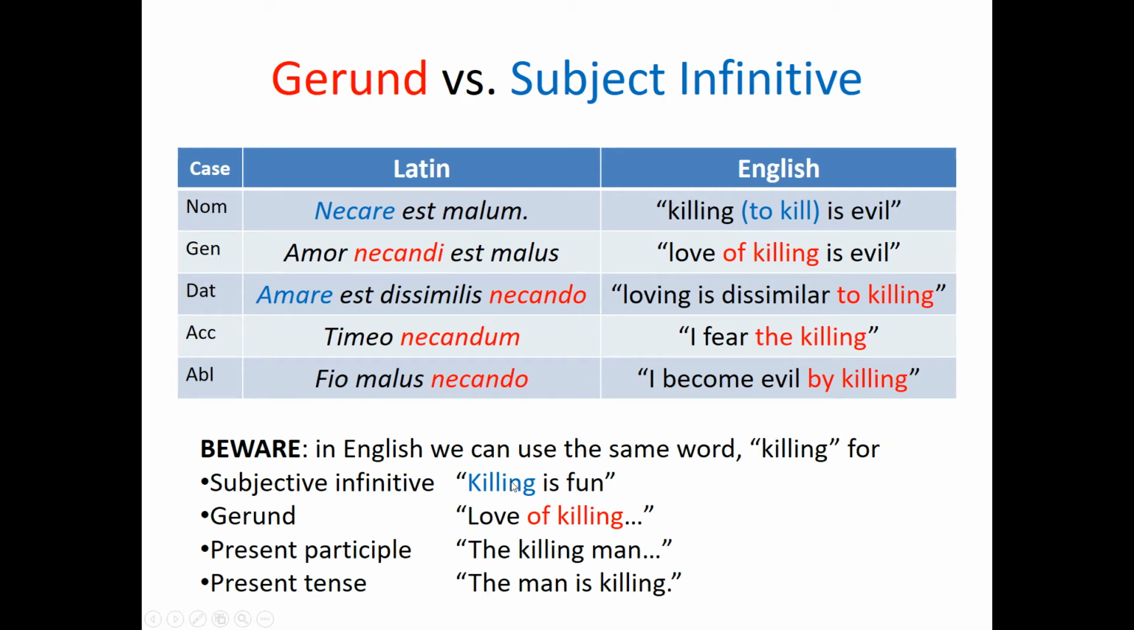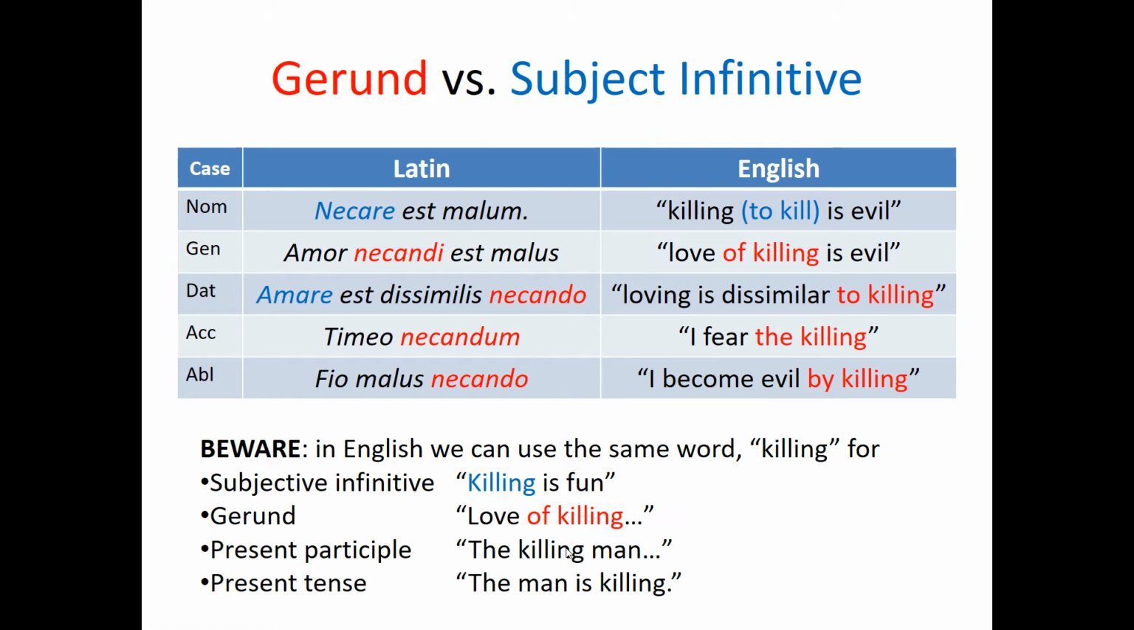A subjective infinitive looks like -ing, killing. The gerund looks like killing. The present participle has -ing. The present tense has -ing. You could even say the imperfect tense, I was killing, right? So in English, anything that looks like -ing is not always going to be a gerund, okay?